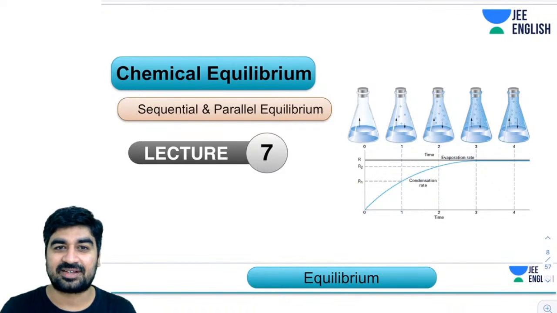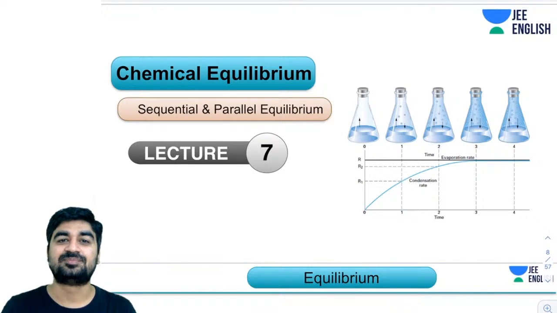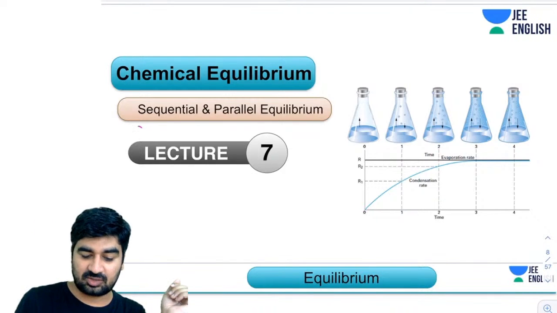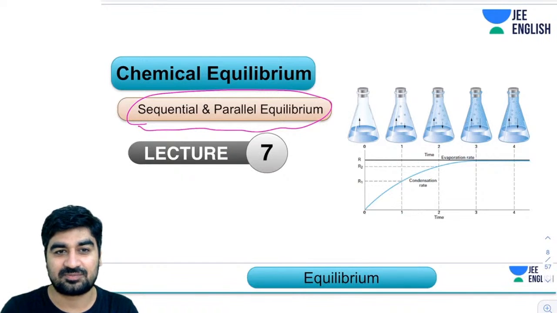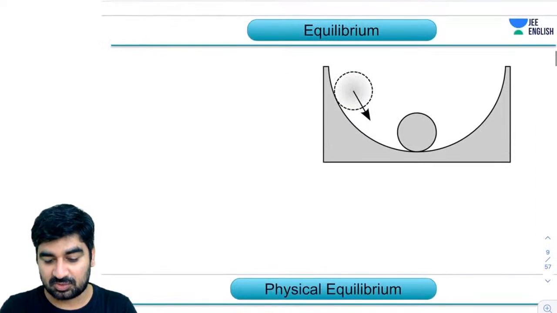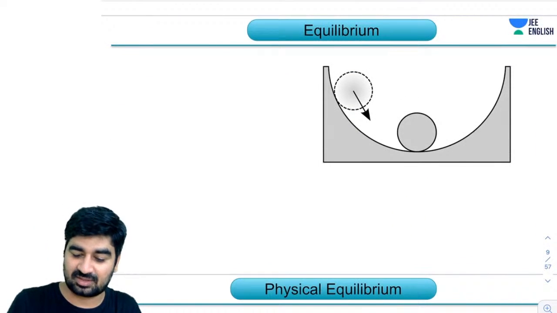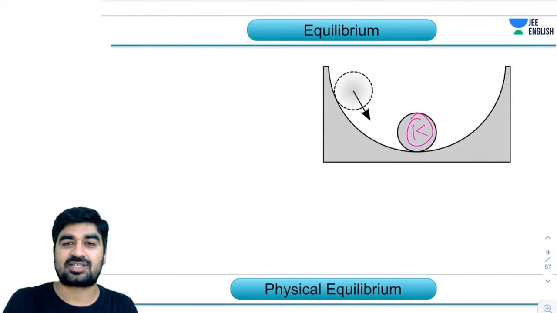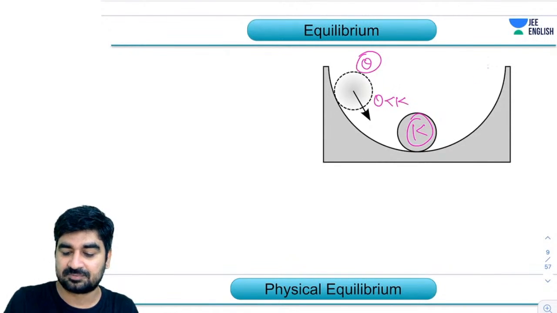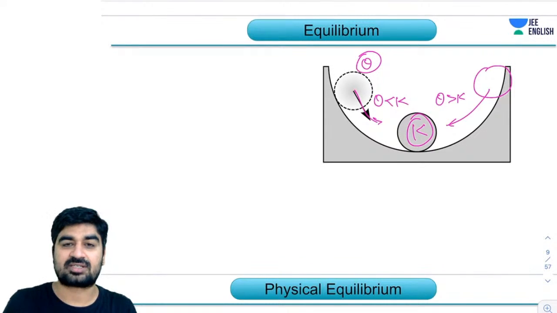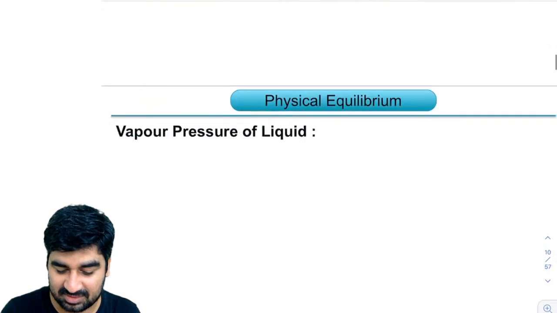So let's start it now. Chemical equilibrium, lecture number 7, sequential and parallel. Before this, I'm going to take phase diagrams. So this is the equilibrium, like we compare it. This is the equilibrium constant, this is the reaction quotient, if Q is less than K and if Q is greater than K. So now you understand it. We have covered this point in the previous class.